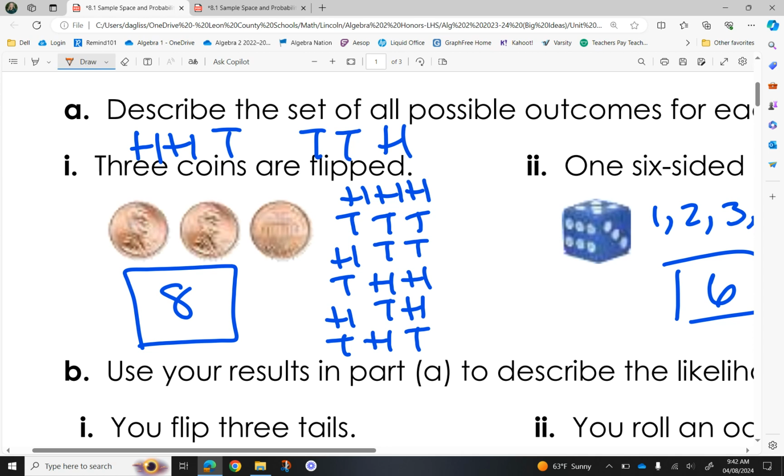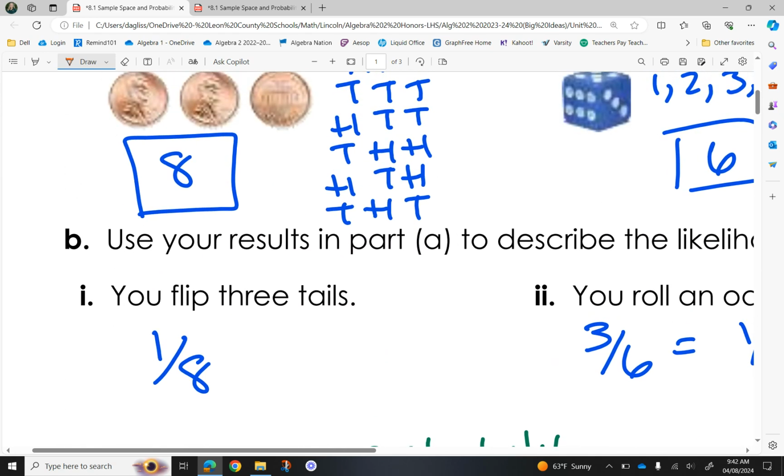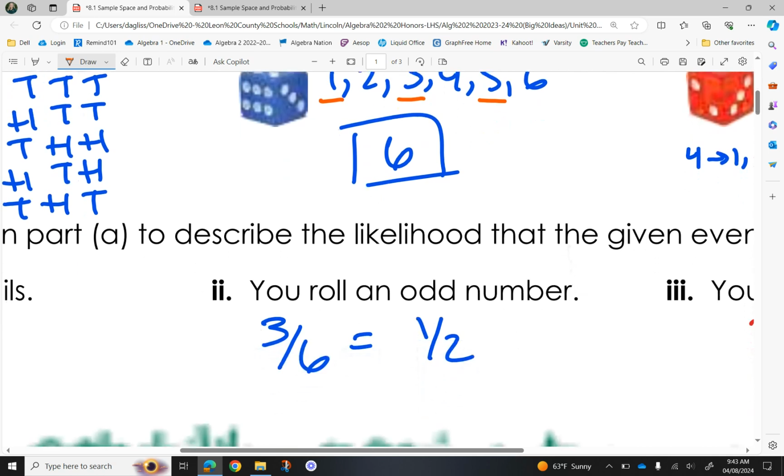So if we have 8 possible outcomes, what's the probability of getting all 3 tails? 1 out of the 8. Good. So flip them, 3 tails, 1 out of the 8. How about rolling a 6-sided die? How many outcomes are there? 6, right? There's 6 sides, so 6 possible ways. So what's the likelihood of rolling an odd number? 50%? 1, 3, or 5, right? That's 3 out of the 6, which is 1/2 or 50%.